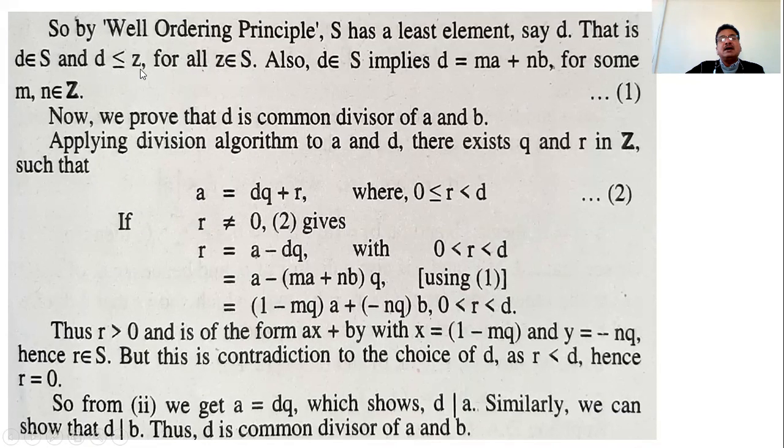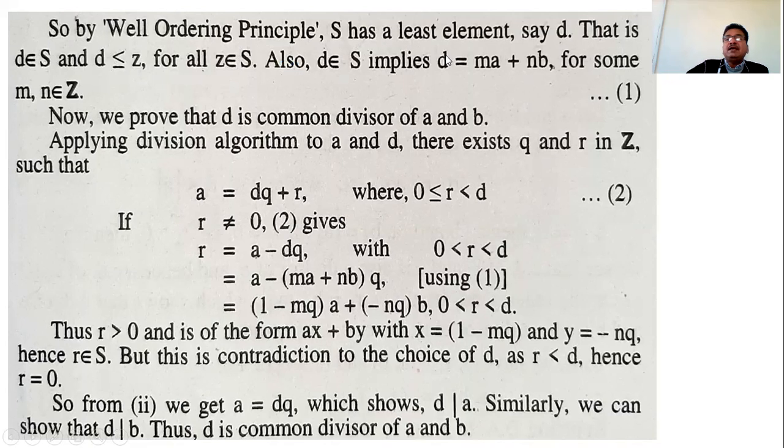That is, d is the smallest element in S. That is, all the remaining elements of S are greater than or equal to d. Because d is the least element, therefore d is less than or equal to z. Here you can use any notation, z or w, for all z belongs to S. That is, d is the least element in the set S, the smallest element of S.